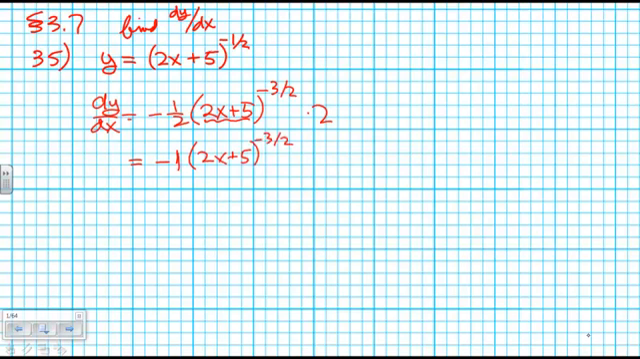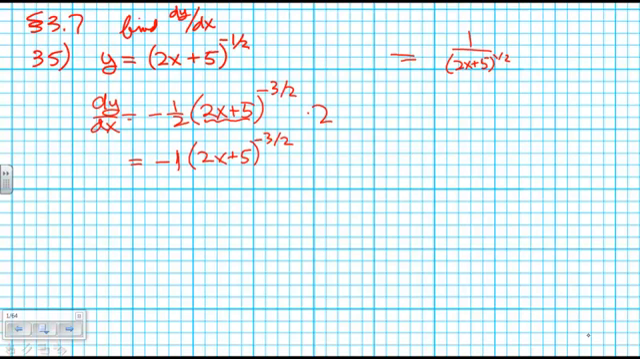Is it okay if you did negative 1 over 2x plus 5? Could you rewrite this as 1 over (2x plus 5) to the 1/2, and then use the quotient rule? You could.